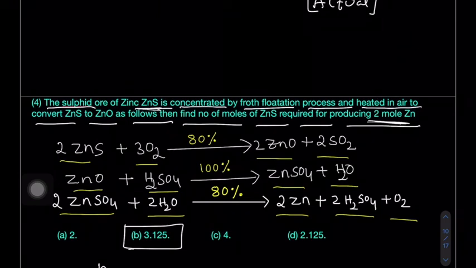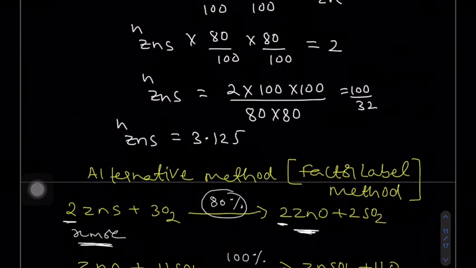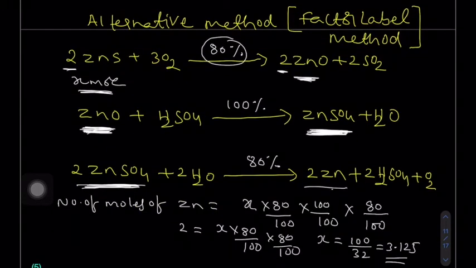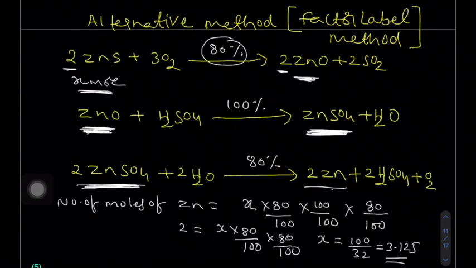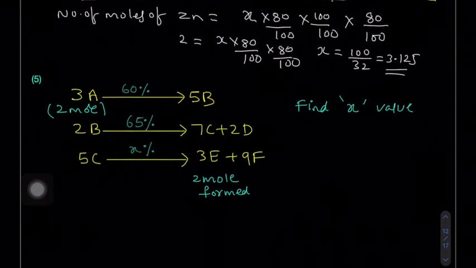Here, in the first method, we got the answer 3.125. In the alternative method, we are also getting the same answer, that is 3.125. Okay. Now the next problem is there.